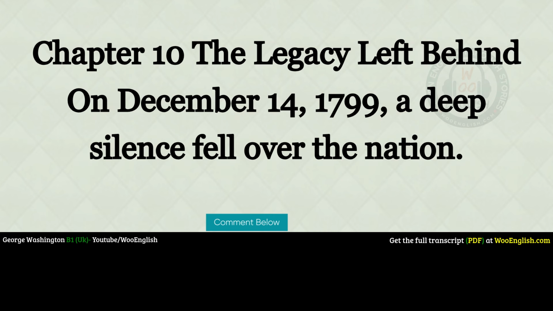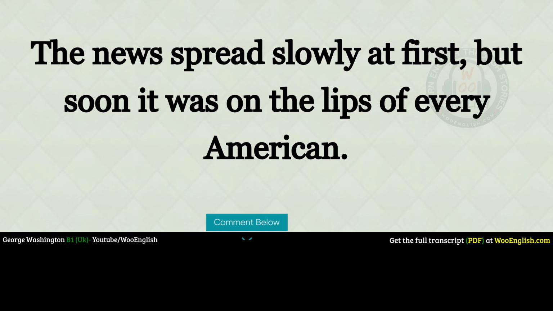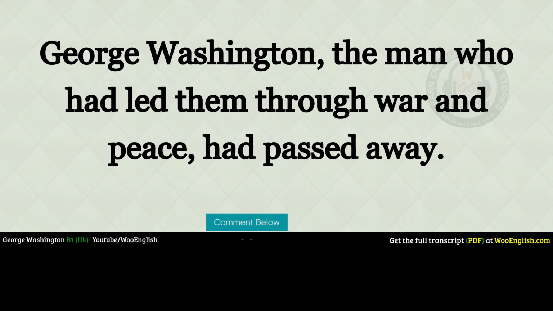Chapter 10. The Legacy Left Behind. On December 14, 1799, a deep silence fell over the nation. The news spread slowly at first, but soon it was on the lips of every American. George Washington, the man who had led them through war and peace, had passed away.